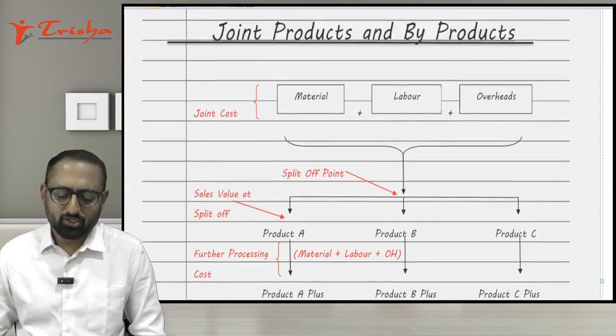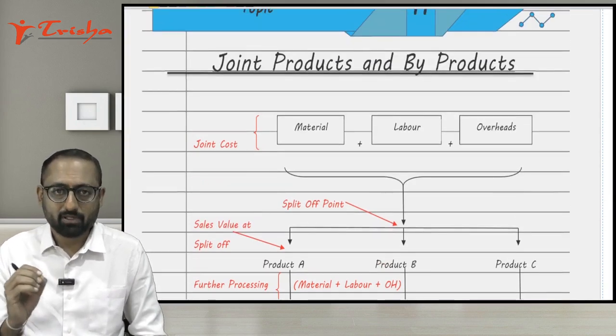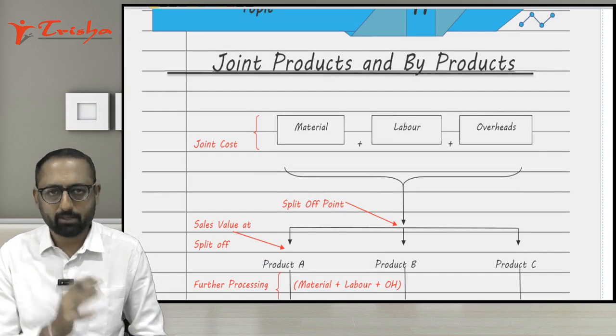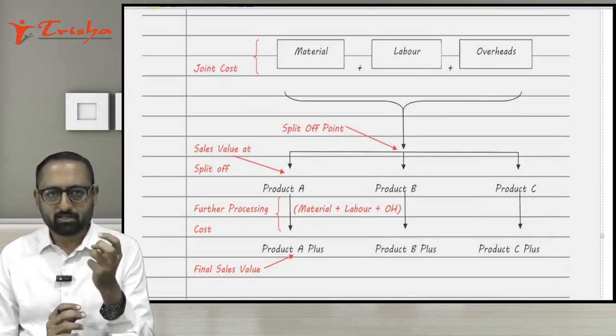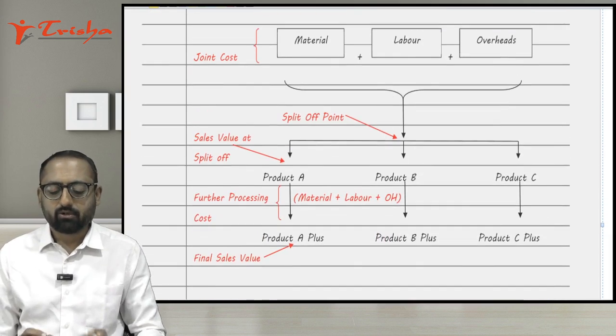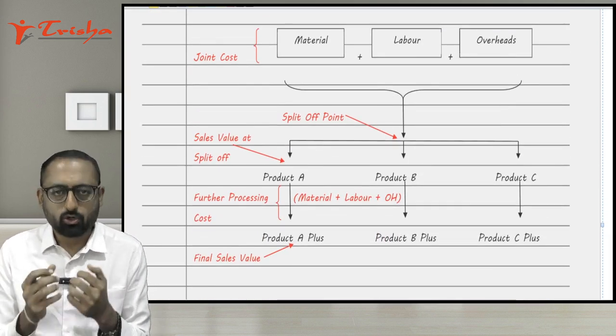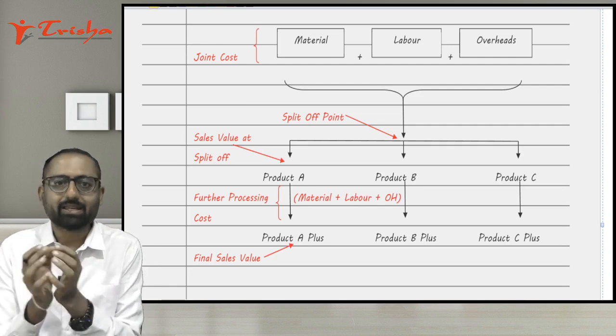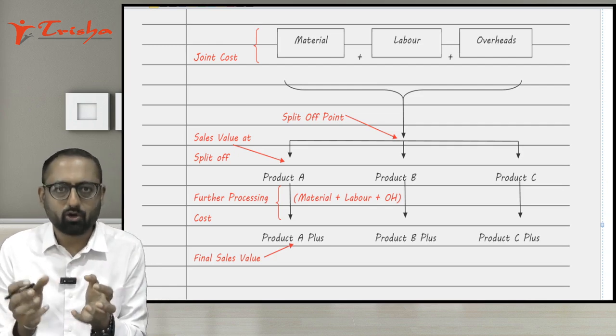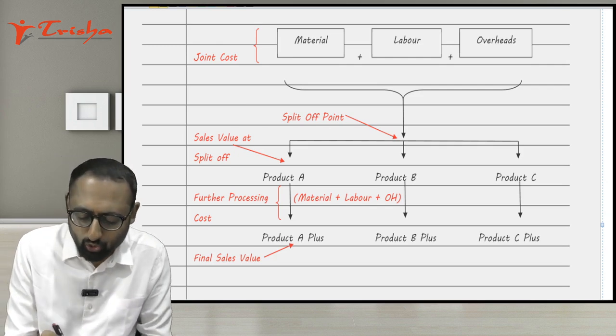Guys, in this lecture, we are going to revise one very simple and important topic, that is joint product and byproduct. So let's understand some basic concepts. First of all, joint cost. Joint cost is a common cost. Common material, common labor, common overhead are incurred to various products. Okay, common cost. That common cost is called as a joint cost.